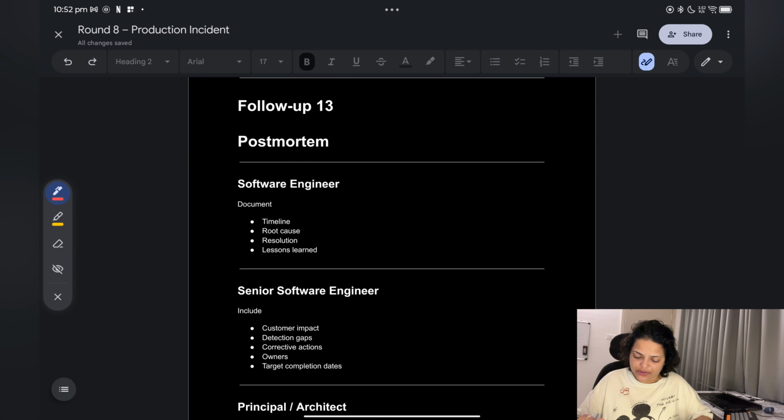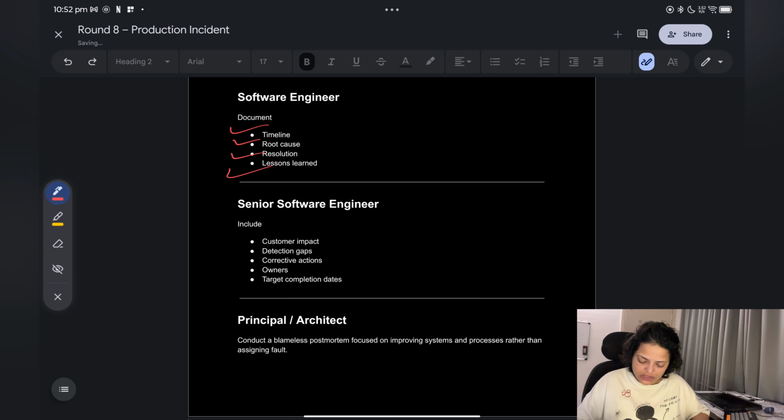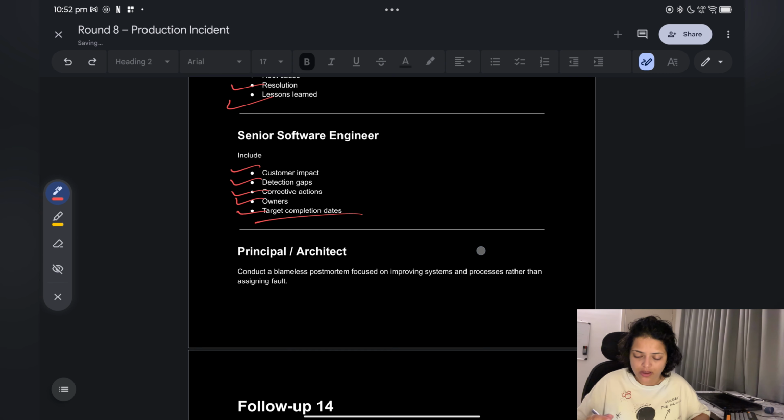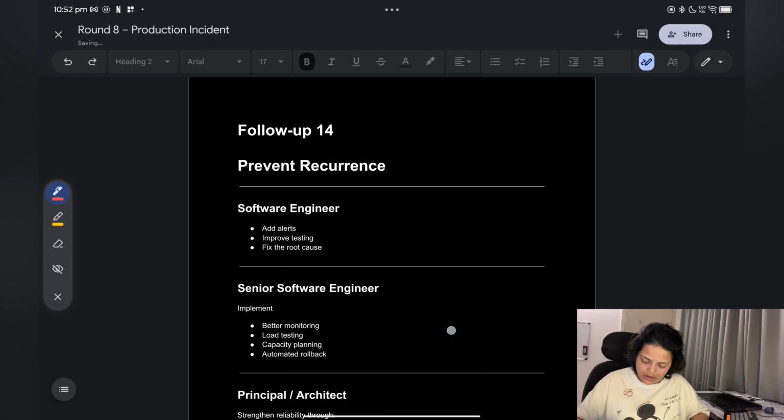Follow-up question 13 is related to postmortem. Okay, so a software engineer will document the timeline, root cause, resolution, and lessons learned. Now, a senior software engineer will include customer impact, detection gap, corrective actions, owners, and target completion dates. Okay, and a principal architect will conduct a blameless postmortem focused on improving systems and processes rather than assigning fault.